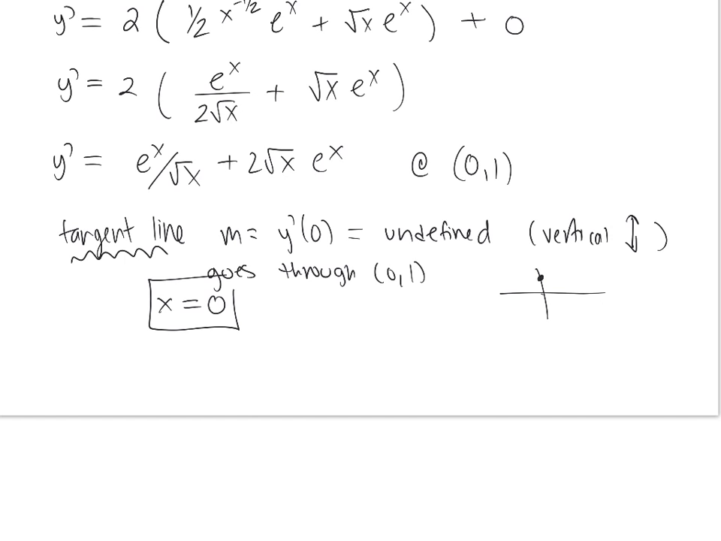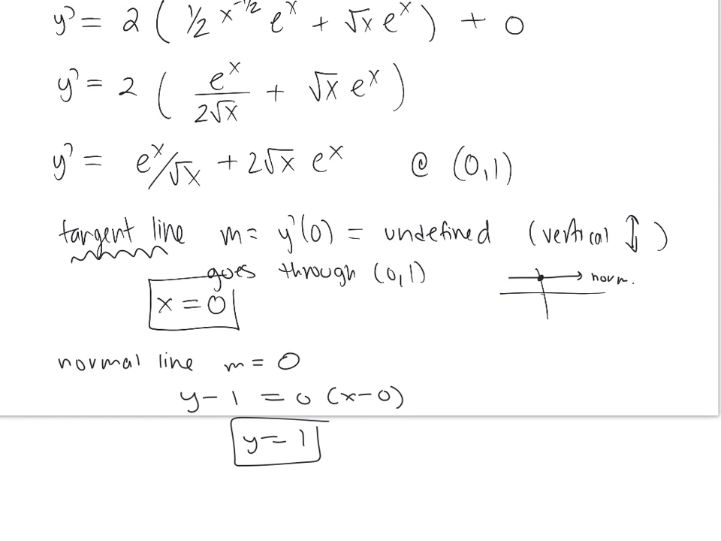So if the tangent line is vertical, what's the normal line going to be? Horizontal. It will look like this. What's its slope going to be? 0. So it's y minus 1 equals 0 times x minus 0, or just y equals 1. You can say it goes through the point 0, 1, so it's the equation y equals 1.